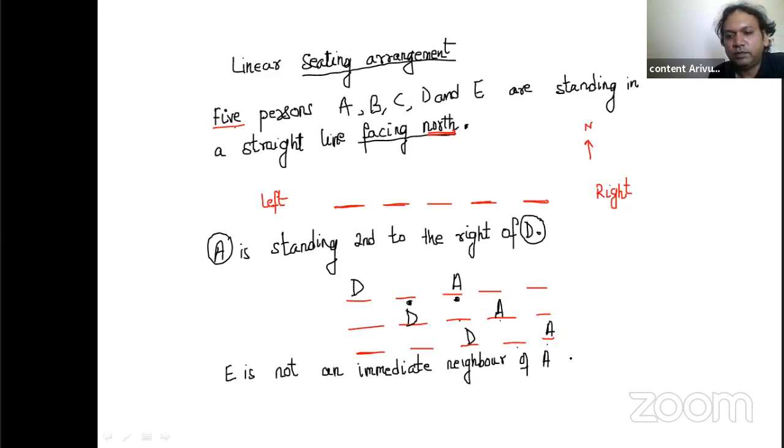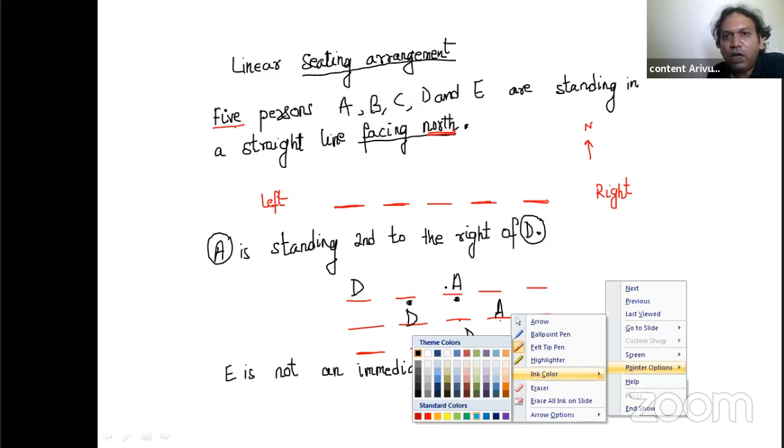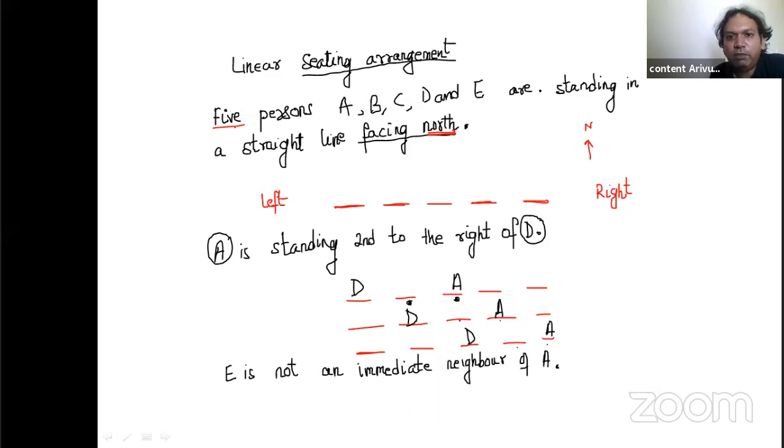E is not an immediate neighbor of A. So if we go back to the diagrams that we already have made, the three diagrams, and we try to work out where E could possibly be. Okay, let's look at this.